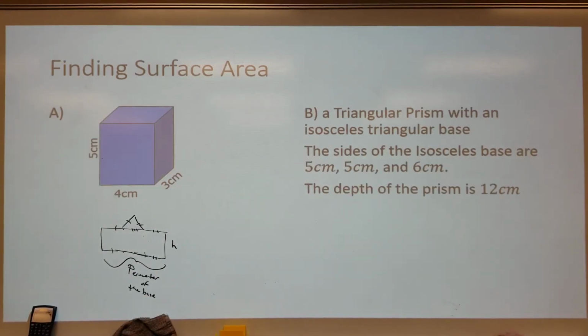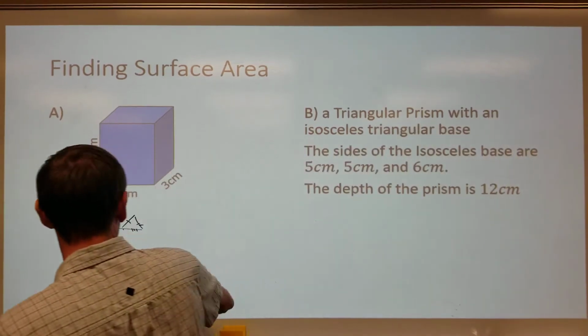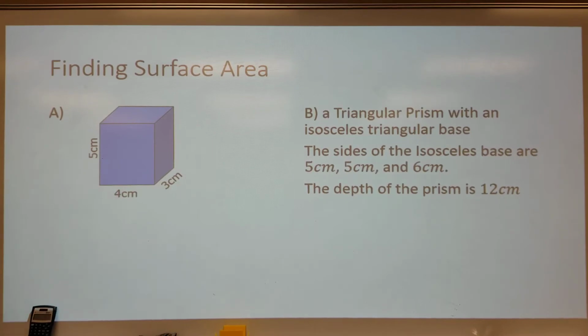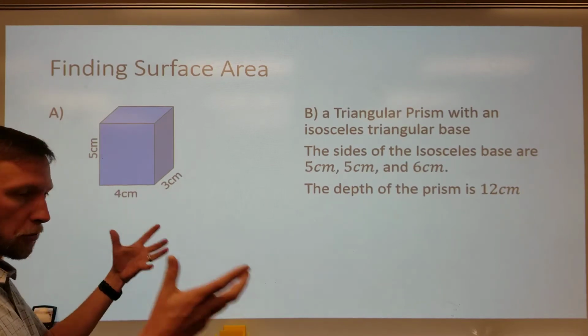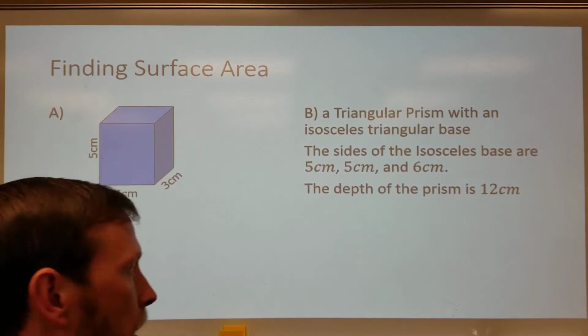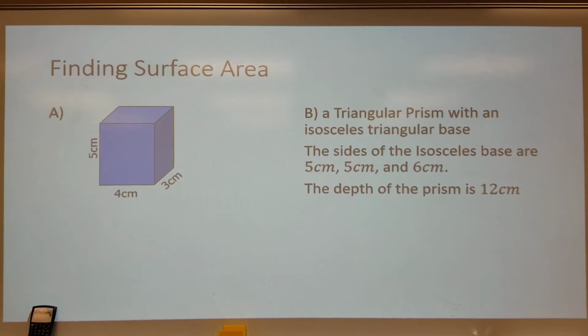We're going to do a couple examples here, working strictly with prisms. We're going to see how this goes with our prisms. And the first one, I think, generally speaking, the rectangular prisms are a little bit easier. The triangular prisms tend to be a little more difficult for whatever reason. And so we want to make sure that we do a good job of this.